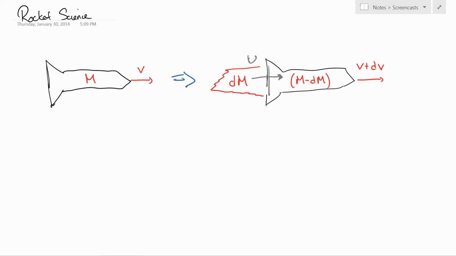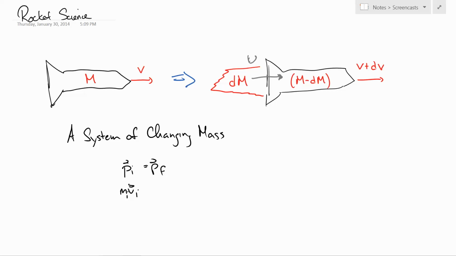Alright, let's talk about rocket science for a little while. The basic idea here is that we have a system of changing mass. That is the kind of big picture issue. And so the idea would be that conservation of momentum says that initial momentum equals final momentum, then m_i v_i should equal m_f v_f. So, mass goes down, velocity goes up, basically. That is more or less the big picture.